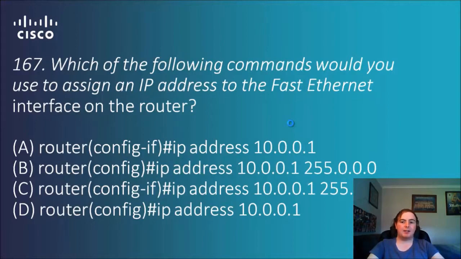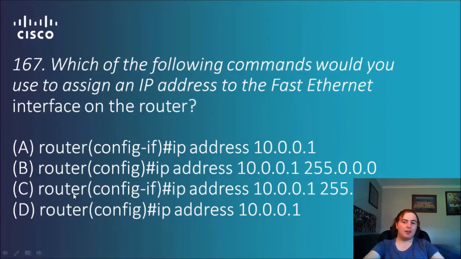167, which of the following commands would you use to assign an IP address to the fast Ethernet interface on the router? Once again, it's knowing the syntax, and you'd need to do a lot of practice with this through any of your Cisco labs you do, if you are doing any of them. So if you have a look at each one, we've got IP address there, IP address with the subnet mask, IP address with a subnet mask, and it's IP address with an address. So when we're configuring an address, we have to be inside the interface. So that already takes out B and D for us. So now it's just a matter of if it's A or C.